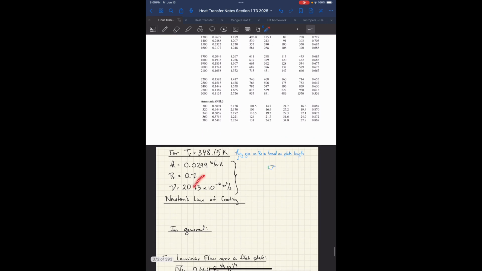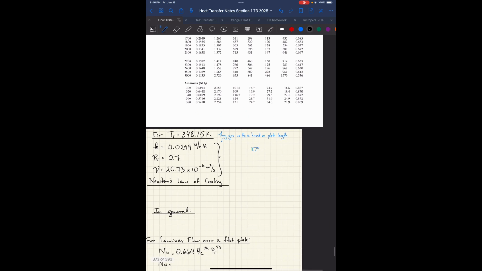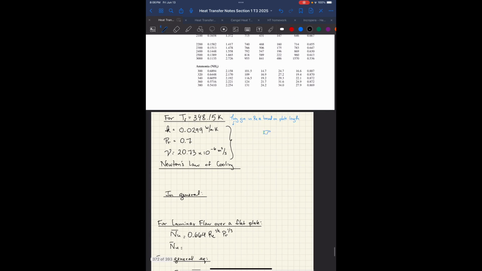Here are the other properties, specifically nu, the kinematic viscosity. Okay, so we have the properties here. So from here now, we can start to calculate some stuff. Okay, let's calculate the Reynolds number. I'm sorry, not the Reynolds number, the velocity of the air.